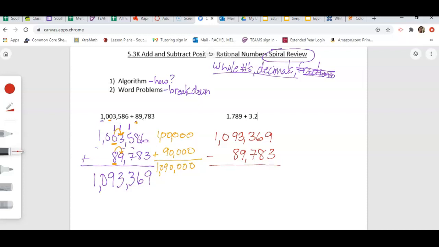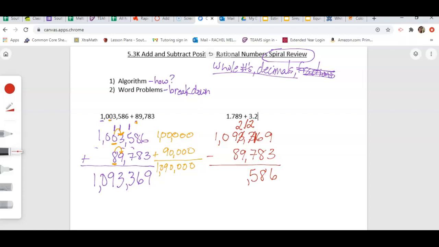9 minus 3 is 6. 6 minus 8 I cannot do, so I have to regroup. Going next door, I'm going to change this to a 2. So I'm trading for 10. 16 minus 8 is 8. I cannot do 2 minus 7. So I'm going to regroup from here and add a 10. 12 minus 7 is 5.